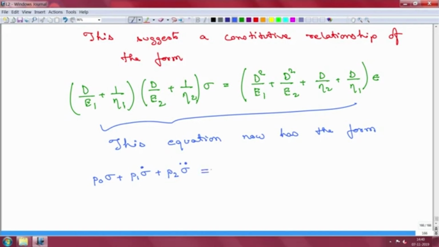But the right hand side has a double derivative of the strain, it has a single derivative of strain, but does not have any other constant term, right. So, this side looks like q 1 epsilon dot plus q 2 epsilon double dot, where P 1, P 2, q 1 and q 2 are constants to be determined from the model.